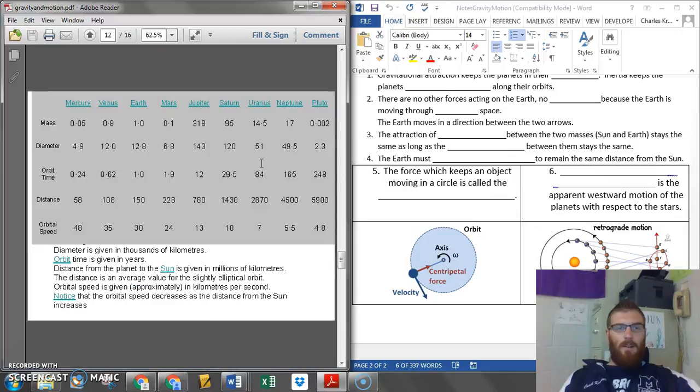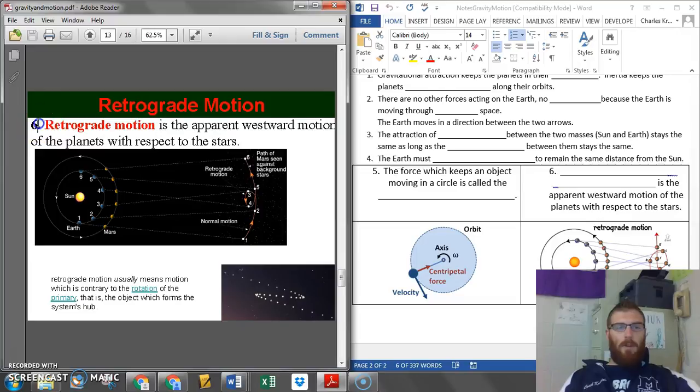Okay. We don't really need this here, but we'll move into retrograde motion. Retrograde motion is the apparent westward motion of the planets with respect to the stars. Retrograde motion usually means motion which is contrary to the rotation of the primary movement of the object's system, which forms the system's hub. Think, if it appears to be moving in one direction, it will move in the opposite direction.